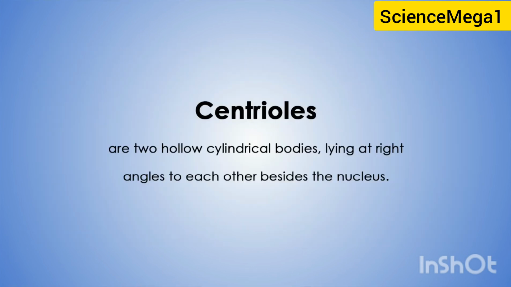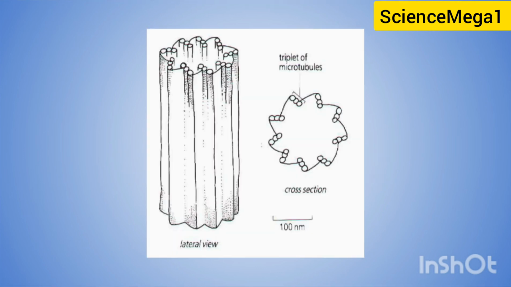Centrioles are also one of the organelles within a cell. Centrioles are two hollow cylindrical bodies lying at right angles to each other beside the nucleus. They occur in animal cells and not in plant cells. They separate and move to the opposite poles at early stages of cell division. It is also believed to be responsible for the formation of spindle fibers.